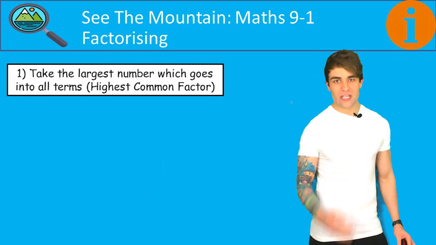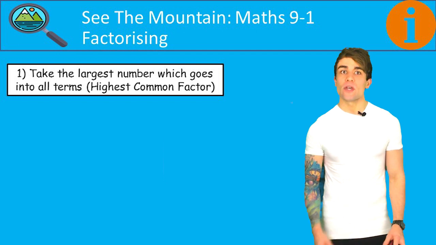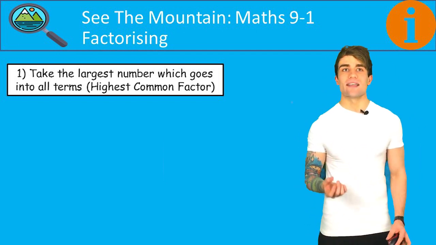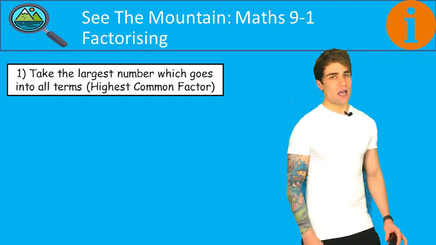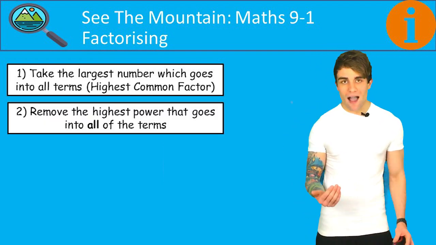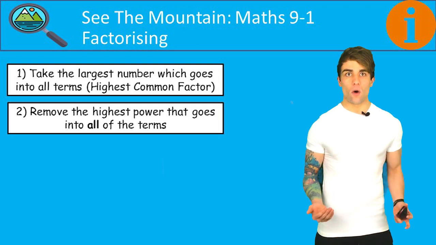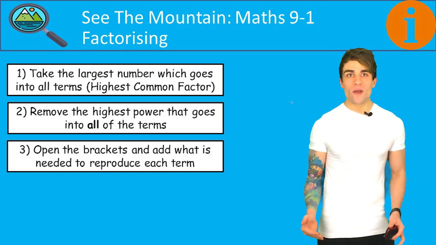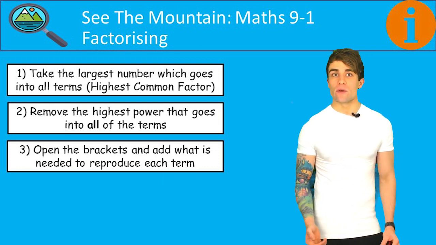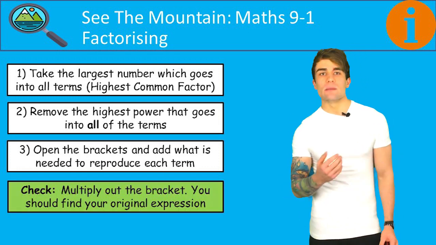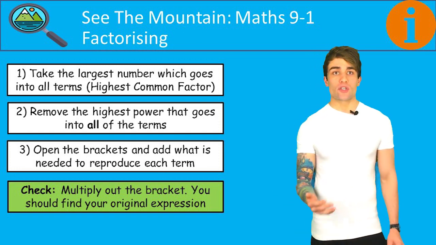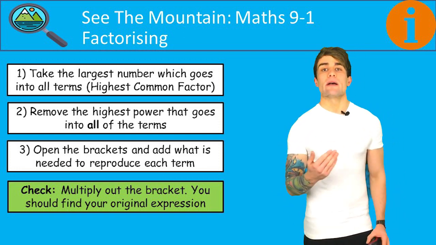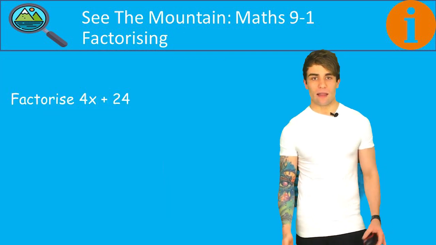Alright, so here's your 4-step rule, and we've got to get this down. Number one, we're going to take the largest number, the highest common factor, which goes into all of the numerical terms. Then we're going to remove the highest power that goes with all of the terms. And then we're going to open those brackets and just add in what is needed to reproduce each of those terms. And then just as a quick check, we're going to multiply out that bracket again, just so we can definitely find our original expression. Now that's very wordy. Let's see how it applies to a real life expression.